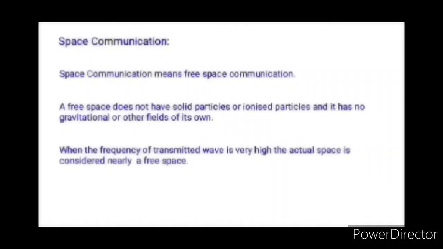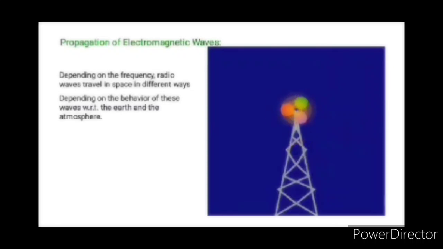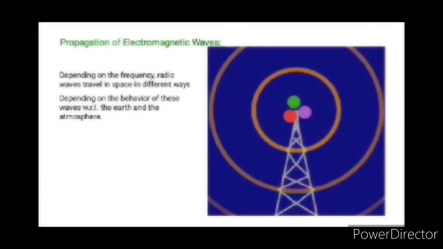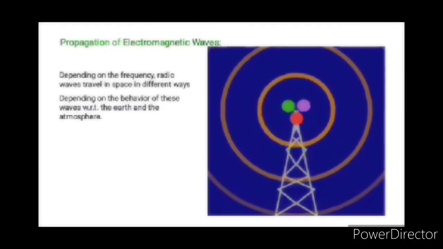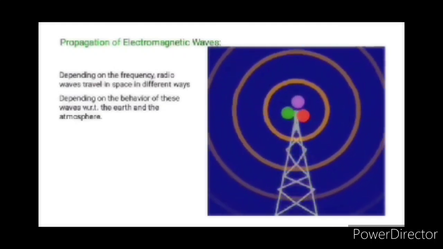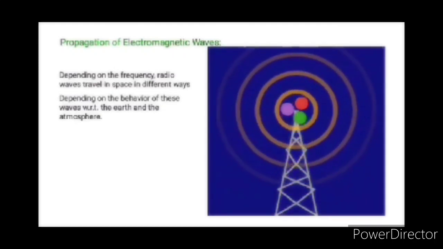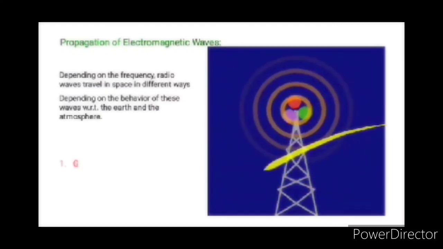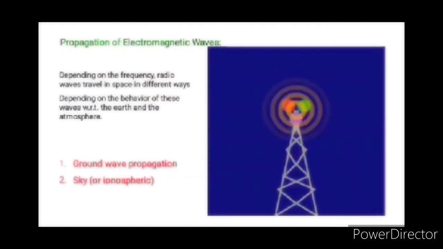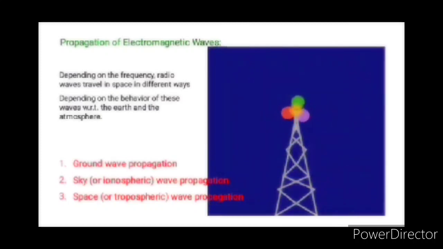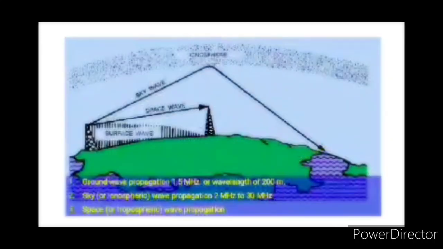Next, propagation of electromagnetic waves. Depending upon the frequency, radio waves travel in space in different ways. Depending upon the behavior of these waves with respect to the Earth and atmosphere, radio waves are classified as ground wave propagation, sky wave propagation, and space wave propagation. This is ground wave or surface wave propagation, sky wave propagation, space wave propagation. These are also referred to as space wave propagation, sky wave propagation, or tropospheric wave propagation.